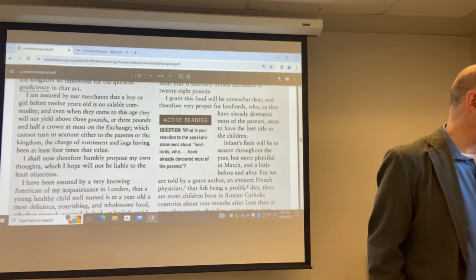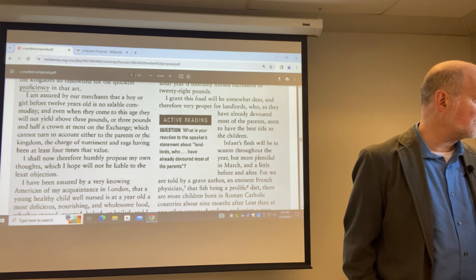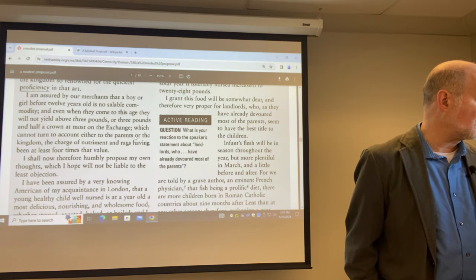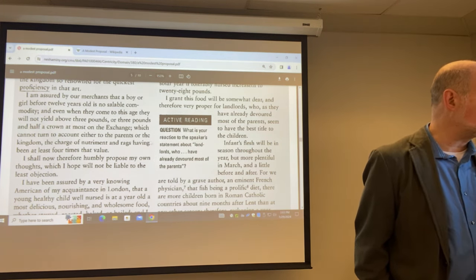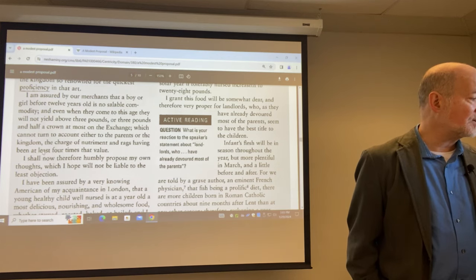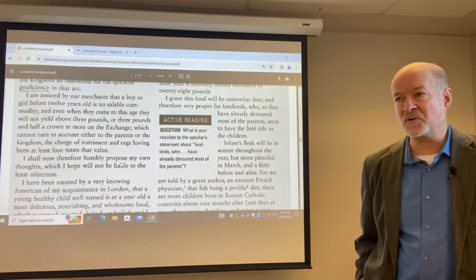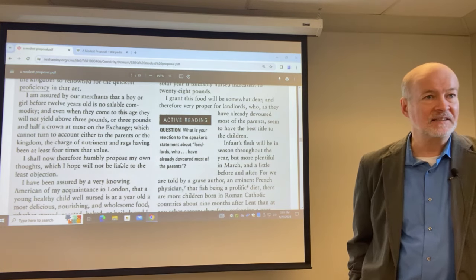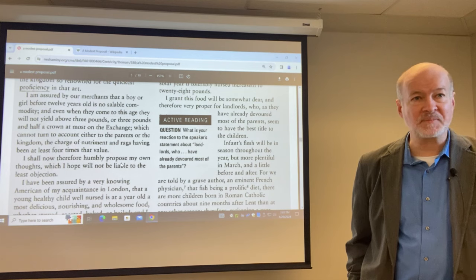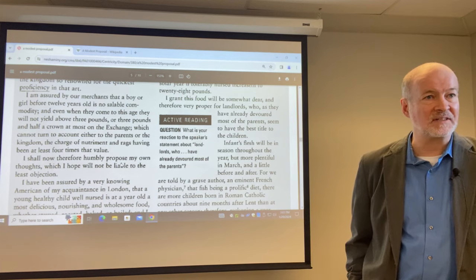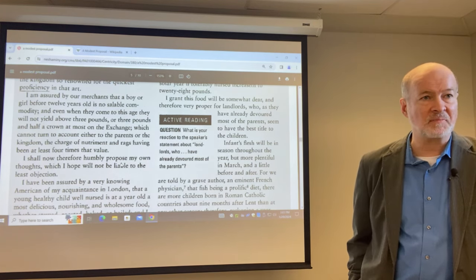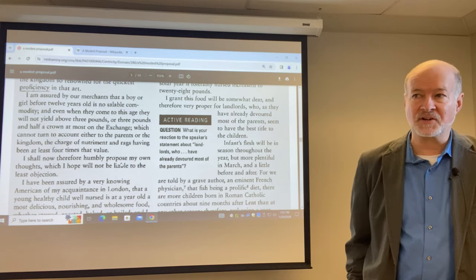So they're worth at most 3 pounds and a half a crown, which cannot turn to account either to their parents or to the kingdom, the charge of nutriment and rags having been at least 4 times that value. So there's no business proposition in that. If it costs 4 times as much to raise them to the age of 12 as it does to sell them at the age of 12, there's no profit there. On the contrary, you're losing money.